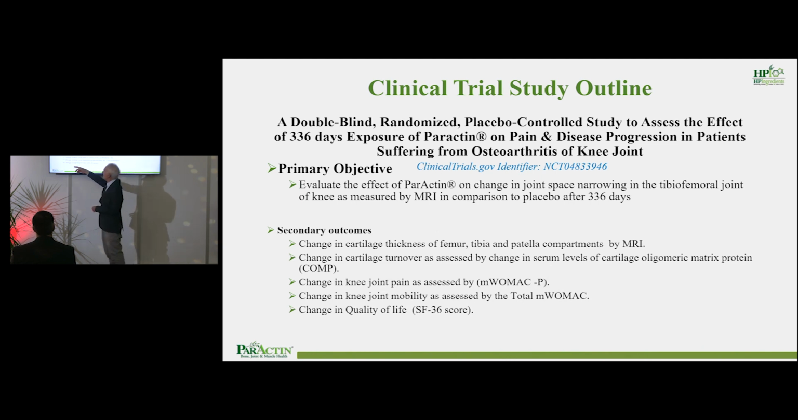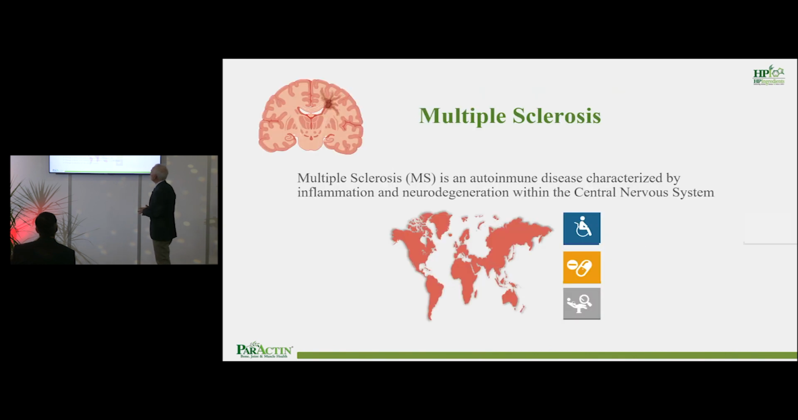Then the secondary outcomes, there is change in cartilage thickness, then there is change in cartilage turnover as assessed by change in serum levels of cartilage matrix protein, the ones we mentioned, joint pain using WOMAC, mobility of the joint, also using WOMAC, and also the quality of life using the SF-36 score. Right, so this is ongoing, and we hope to finish it by the end of the year. So this is what we have to say about osteoarthritis, the next one.